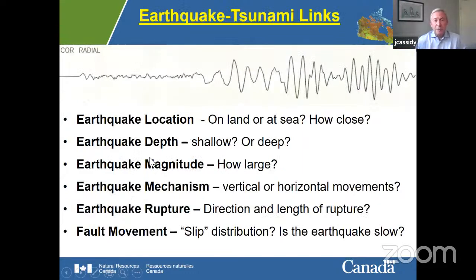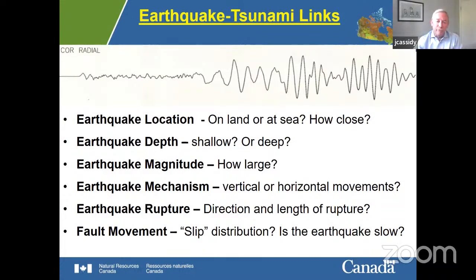Some of the parameters that are of most importance for generating tsunamis are earthquake location. Was the earthquake beneath land or sea, and how far away was it? That will directly link to the timing of tsunamis and travel times. Was it a deep earthquake or a shallow earthquake? How large was the earthquake?